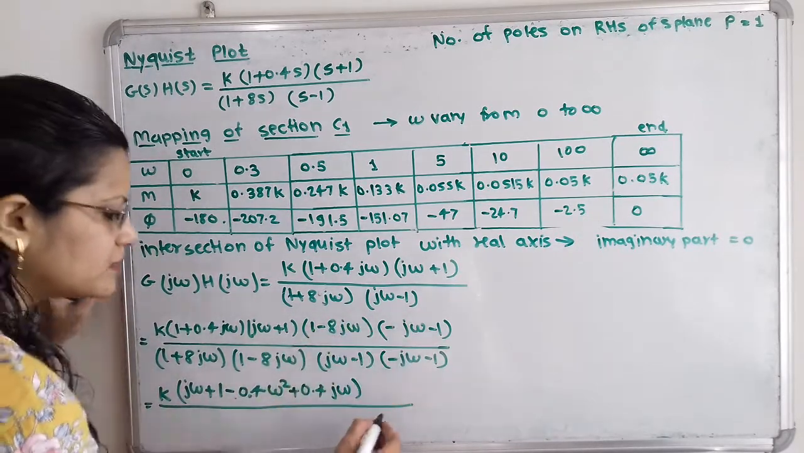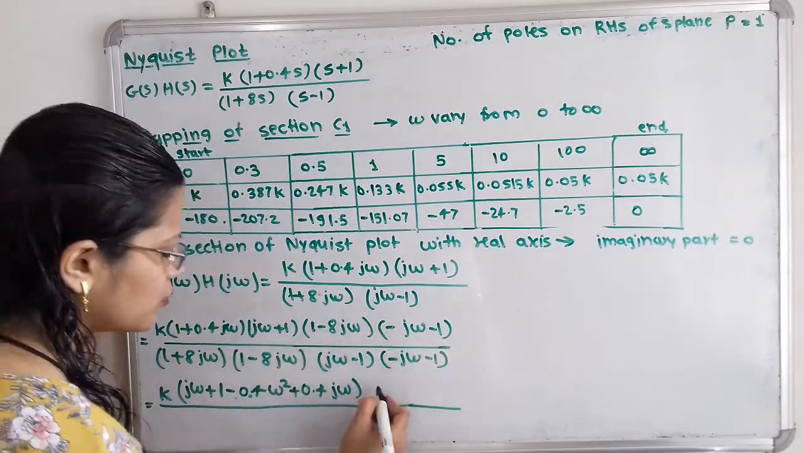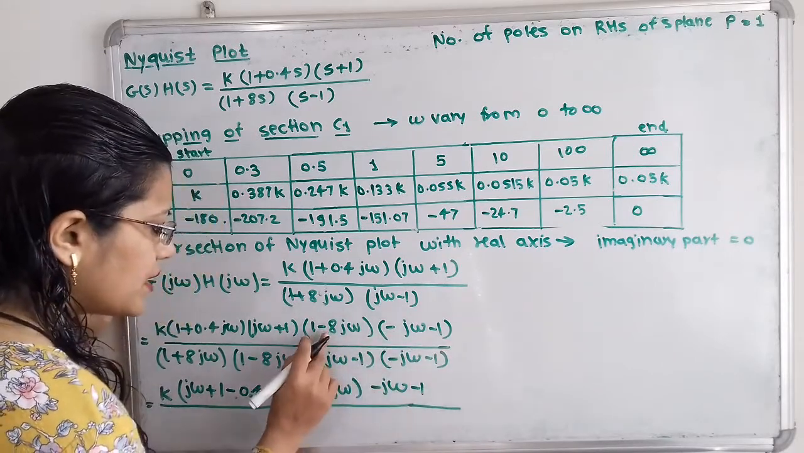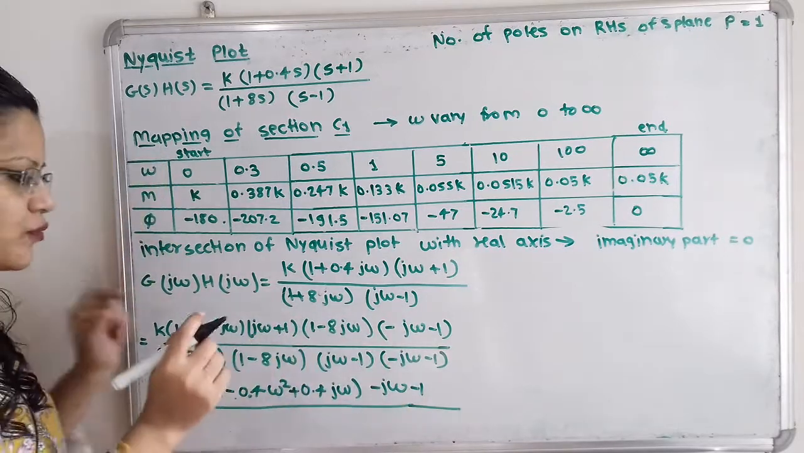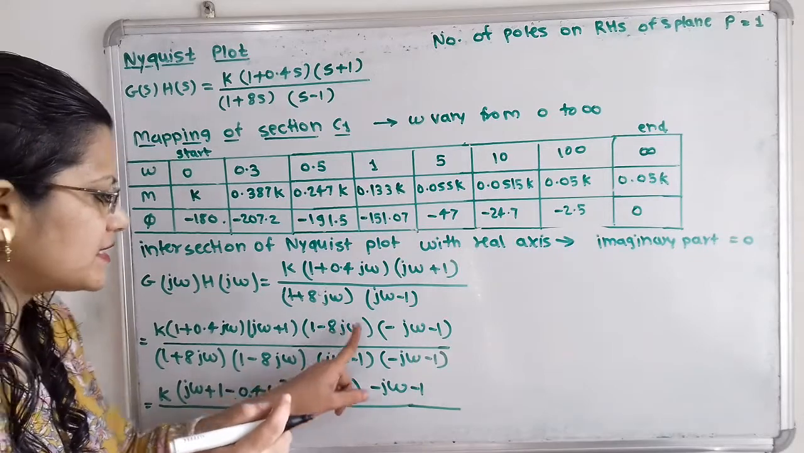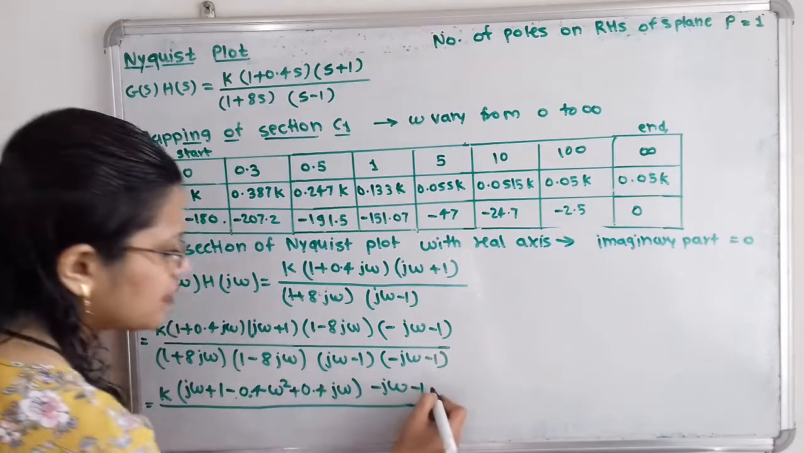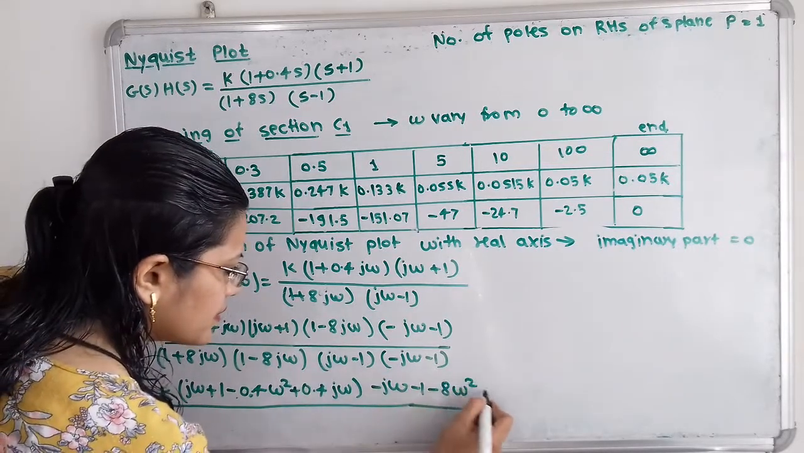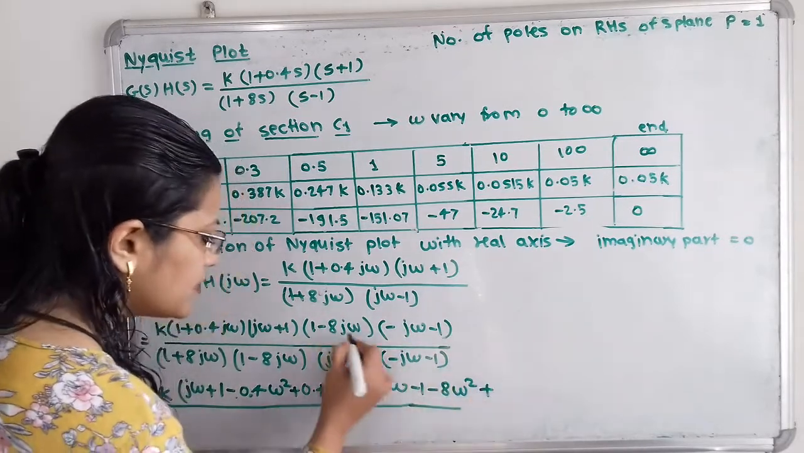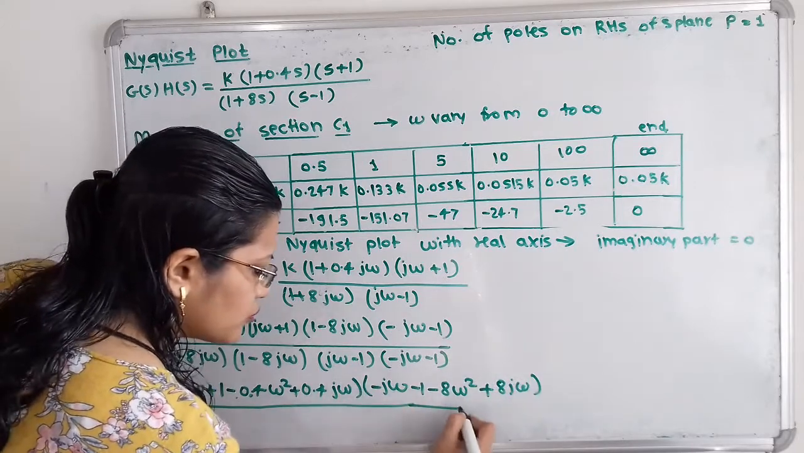Now we will multiply these two brackets. Here 1 into minus j omega is minus j omega, 1 multiplied by minus 1 is minus 1, minus 8 j omega times minus j omega, so this minus will become plus, so plus 8 j square omega square. j square is nothing but minus 1, so I will write here minus 8 omega square. And here minus 8 j omega times minus 1, that is minus will become plus 8 j omega. So this bracket is also getting calculated.